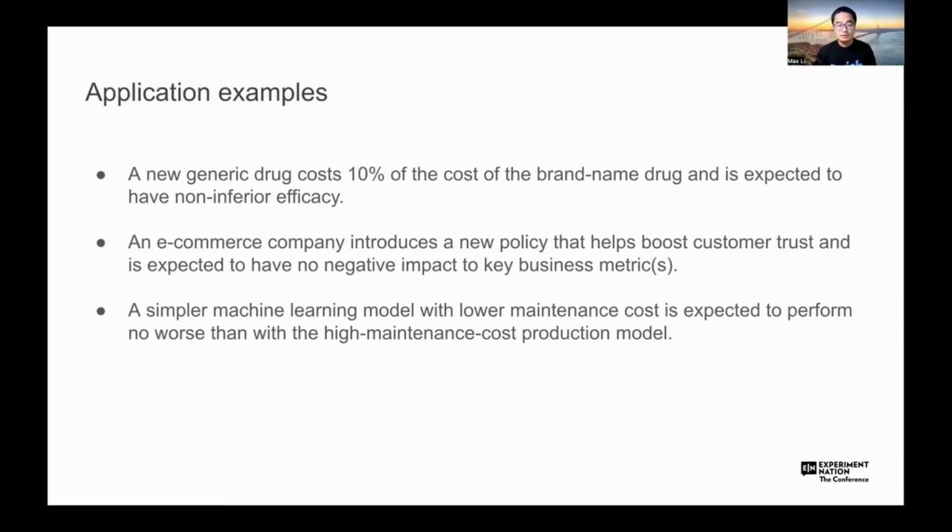The third example is, say we have a machine learning model in production, which is complicated and computationally expensive to run. On the other hand, we have a simpler model that is easier to maintain and much less expensive to run. If we could show that the simpler model is no worse than the complicated production model, then we are confident to replace the production model by the simpler model.